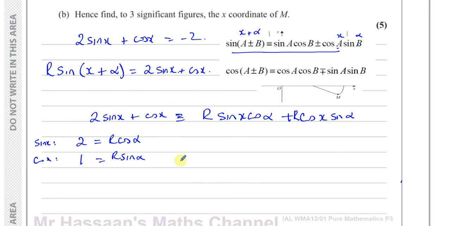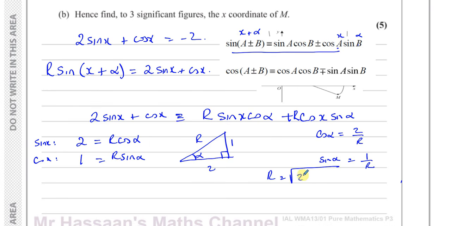I like to use this triangle. I say, okay, let's make a right angle triangle. Let's call this angle alpha. From this first equation we can say that cosine of alpha is equal to 2 over r. And from the second equation we can say the sine of alpha is equal to 1 over r. So the cosine of alpha is adjacent over hypotenuse, the sine of alpha is opposite over hypotenuse. So we can see that r, by Pythagoras' theorem, is equal to the square root of 2 squared plus 1 squared. So r is equal to the square root of 5.